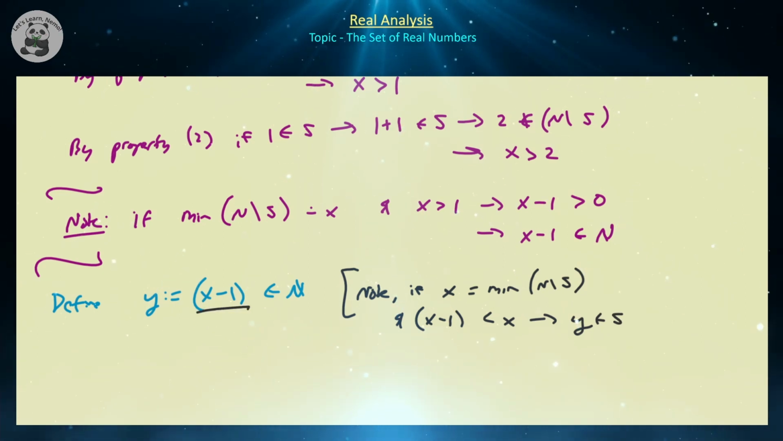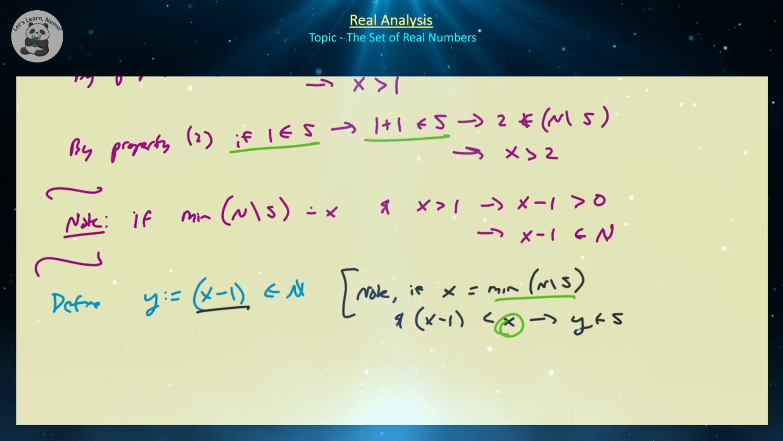Because keep in mind, x minus 1, where does x minus 1 belong? Well, x minus 1 belongs to N, that's obvious. But y belongs to S because x is the minimum of N take away S, right? And since 1 belongs to S, all numbers from 1 up to the minimum of N take away S belong to that set by property 2, right? Because if 1 belongs to S, all of its successors will also belong to S. And x is the minimum of N take away S, so everyone below that minimum also belongs there, right?